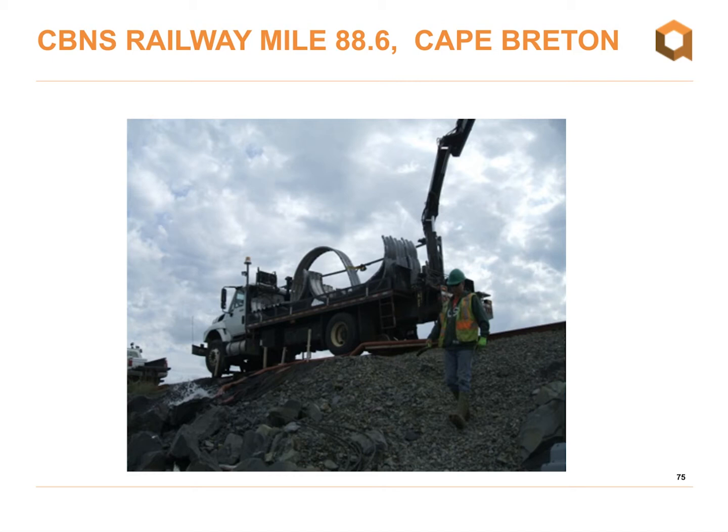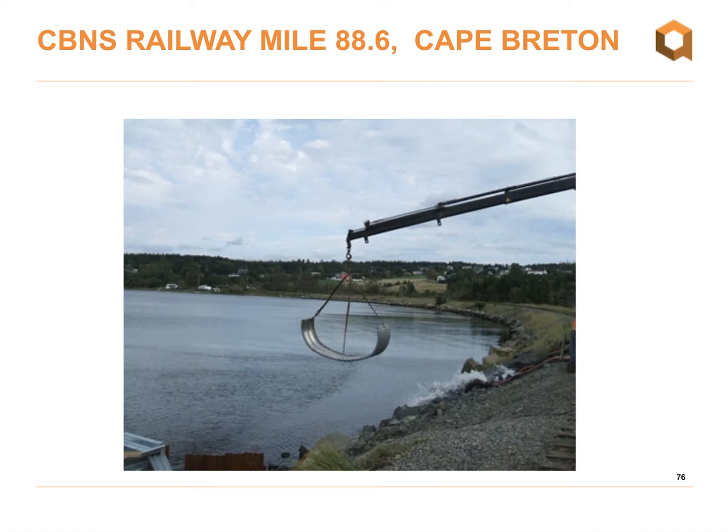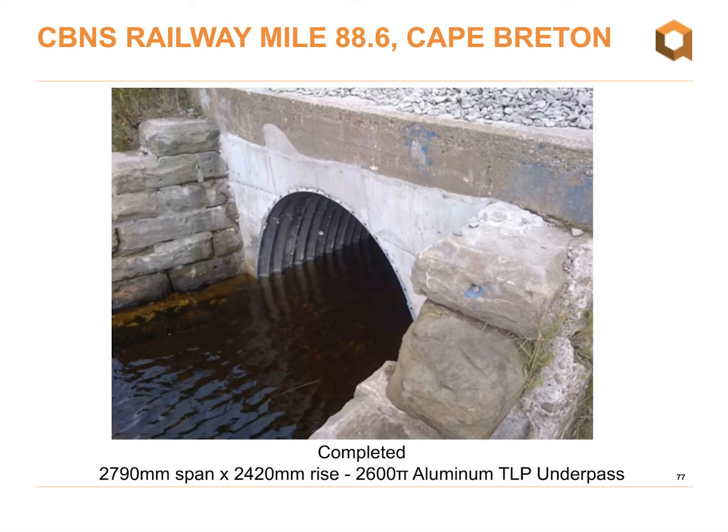So as this was a railway application, the structure arrived on site using a rail truck. And then this structure was constructed using sub-assemblies, which were then lowered into place using the boom on the rail truck. And here's the finished product. Again, some of the original stonework was preserved on this one.